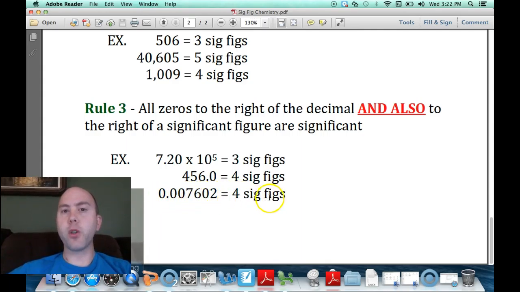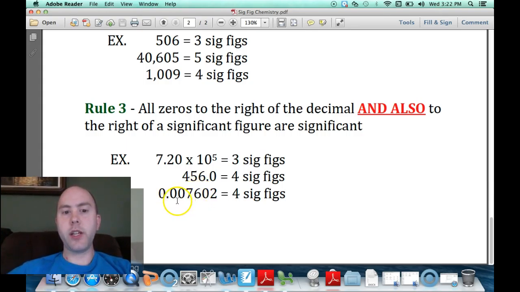0.007602 has 4 significant figures. Why? You have 3 non-zeros, the 7, the 6, and the 2, so there's 3 sig figs. This 0 right here actually meets 2 rules. It's in between sig figs, so that's Rule 2, so that's how I got 4 sig figs, but also it's to the right of the decimal and to the right of the 7 and the 6. So therefore, it also applies according to Rule 3. So it has 4 sig figs.